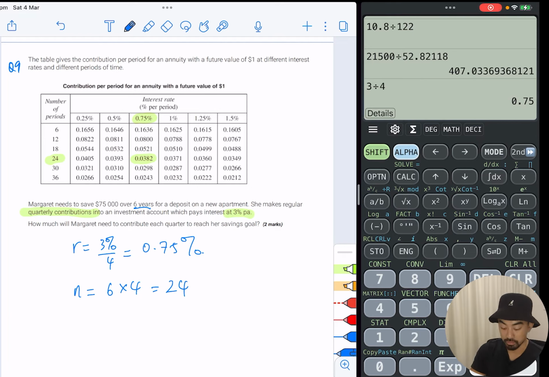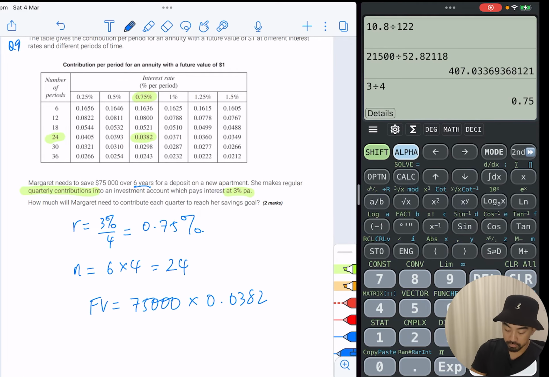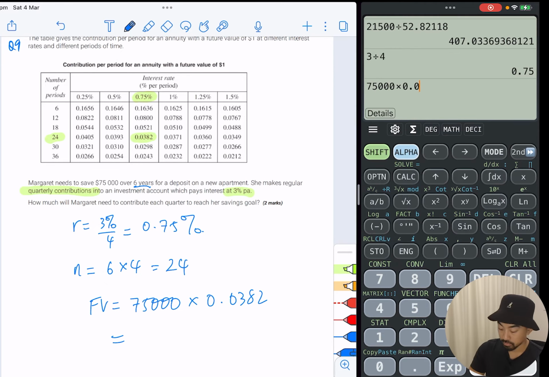So we need to times this. So future value is equal to 75,000 times by 0.0382. So that's going to be equal to 2865 per quarter.